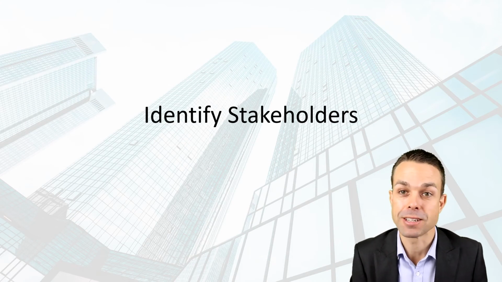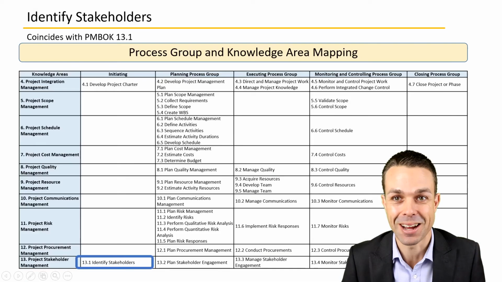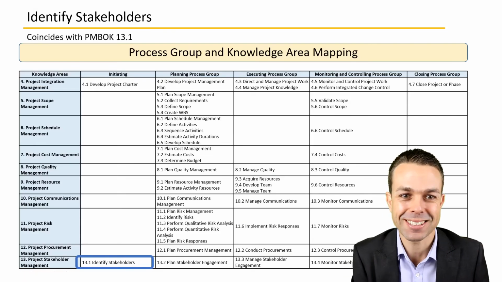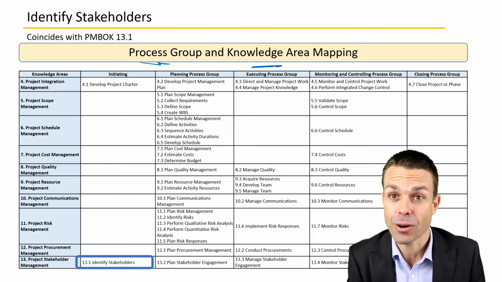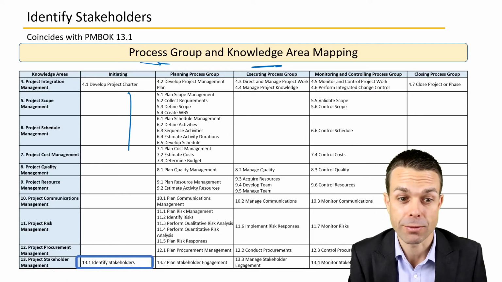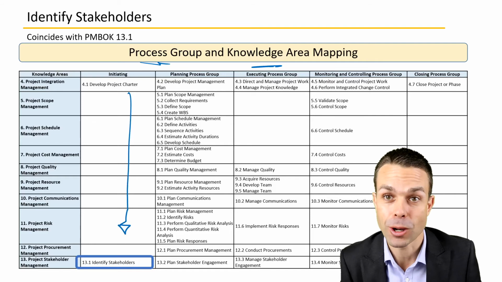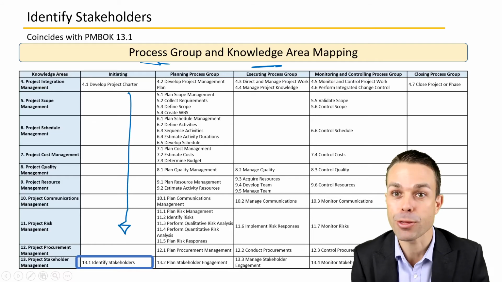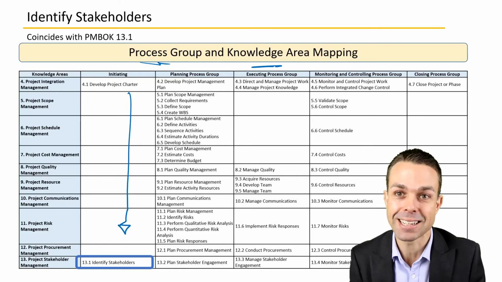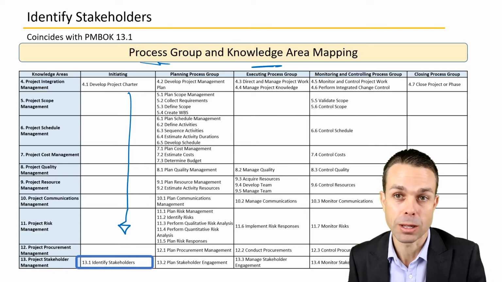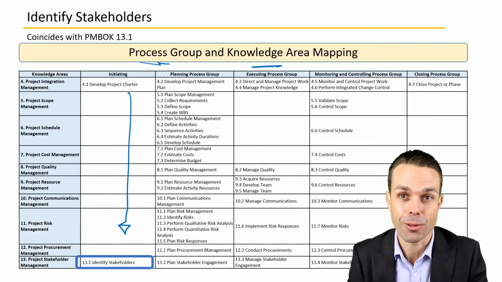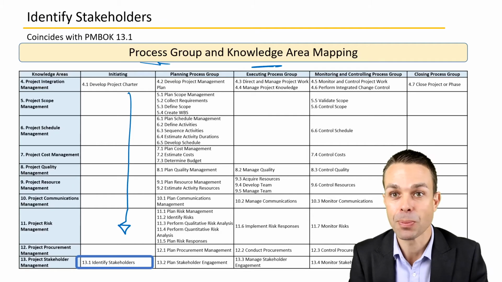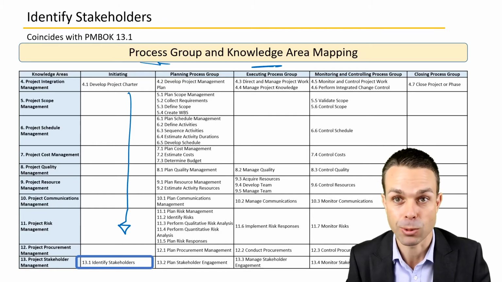Today we're looking at identifying the stakeholders in our project. And as you can see in the process group and knowledge area mapping, it's one of the very first things that we'll do as part of our project, and it's actually an ongoing activity as well. So we'll be doing it throughout our project as things change, as people come on board or people leave, and things move, which is typical of a project. It's a temporary endeavor, and things will change a lot as we're going along.